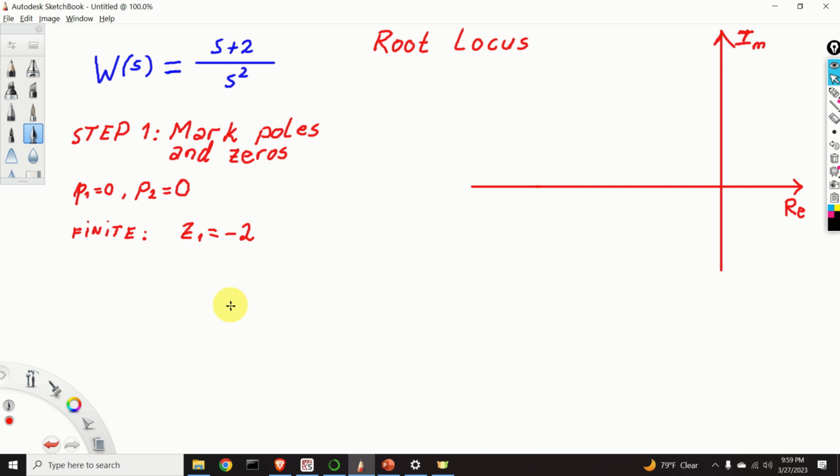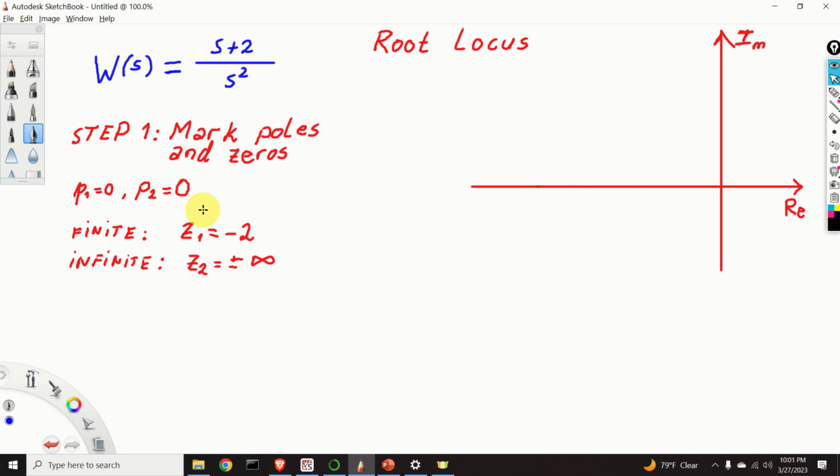How about infinite zeros? Well, for rational transfer functions, the total number of poles or zeros must be equal if the poles and zeros at infinity are included. This means the following. Since we have two poles, we need to have the total of two zeros. We have one finite zero given over here, and we need to have one infinite zero. That zero will be denoted by z2, and it can be at plus minus infinity. We will see later.